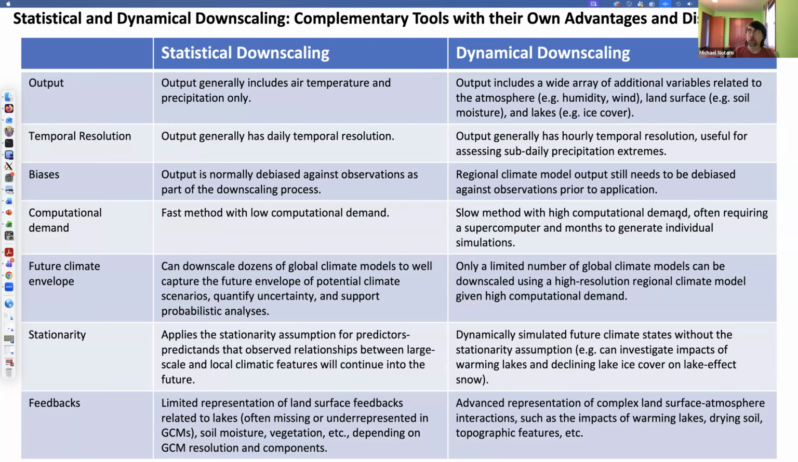Now there are pros and cons. When you run a model at a couple kilometers, it takes so long to run that you can't end up running a 20-year simulation. So you end up with shorter simulations. So you have maybe a better representation of these extremes, but you have a smaller sample size. So that's not necessarily perfect either.